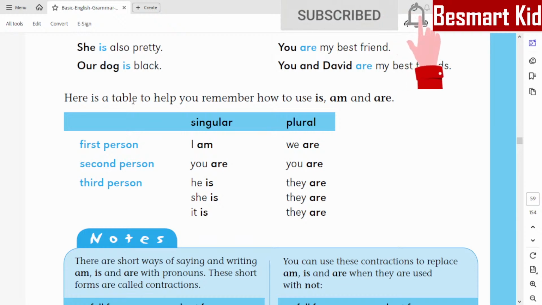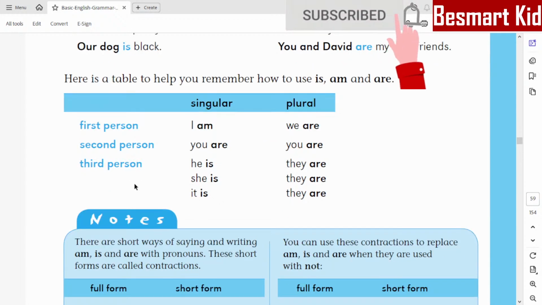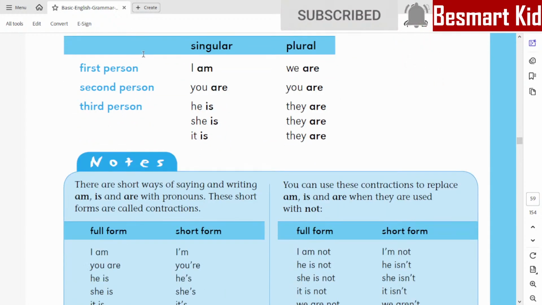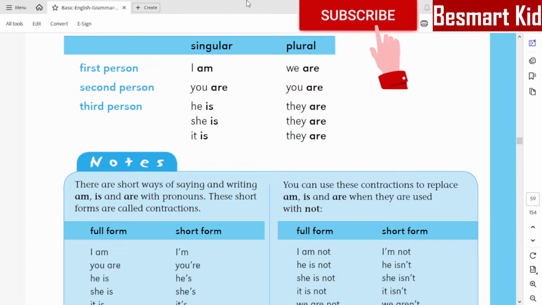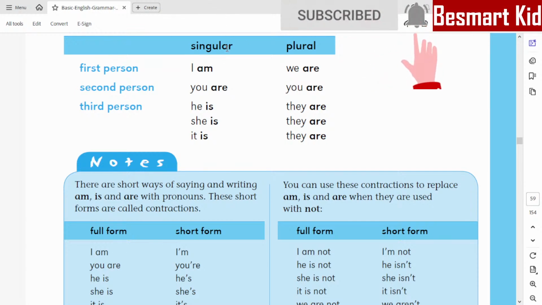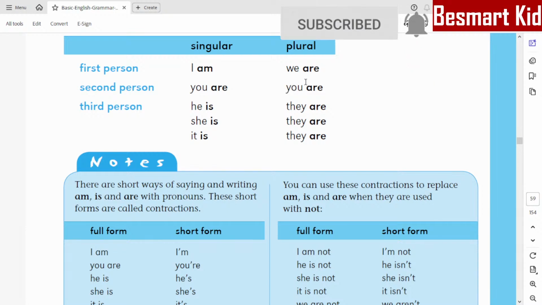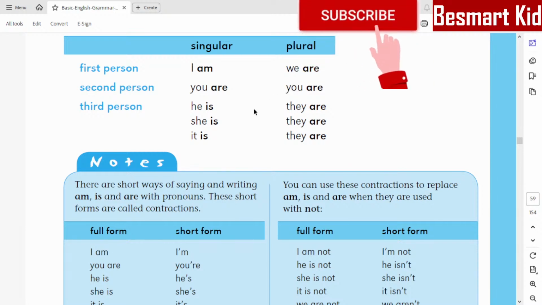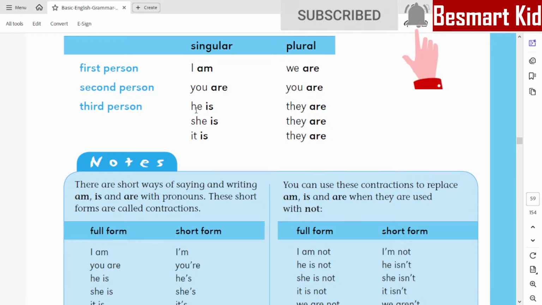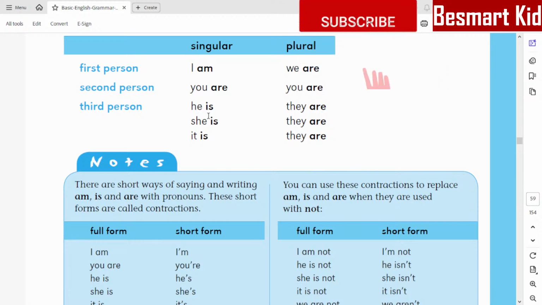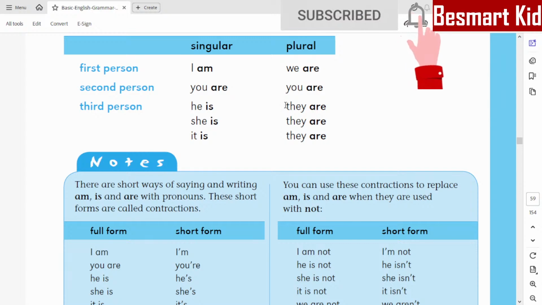Here is a table to help you remember how to use am, is, and are. First person. On the left, we have singular, and on the right, we have plural. So let's see. First person is I am. In plural, we are. Second person, you are. In plural, you are. Third person, he is, she is, and it is. In plural, they all use they are.